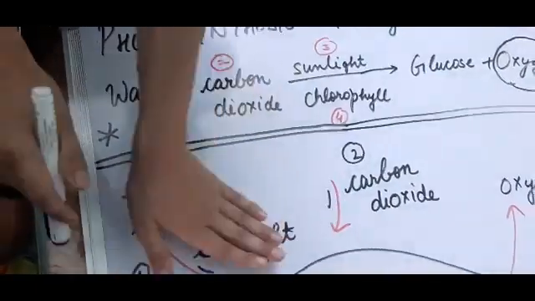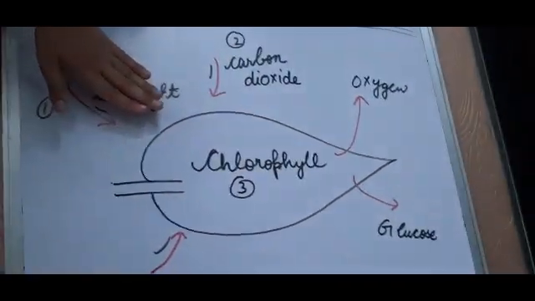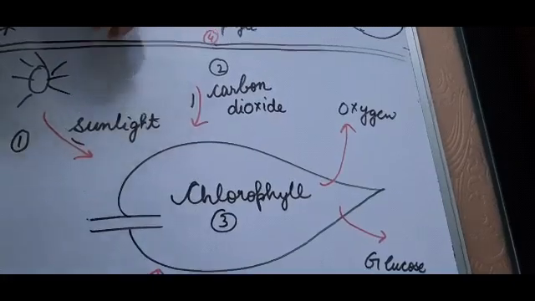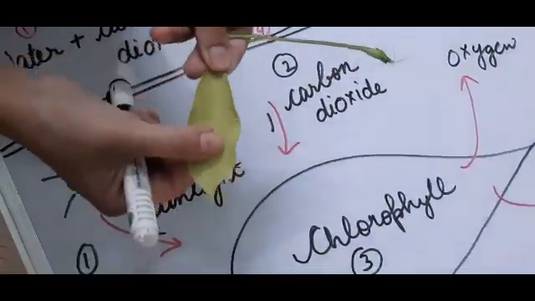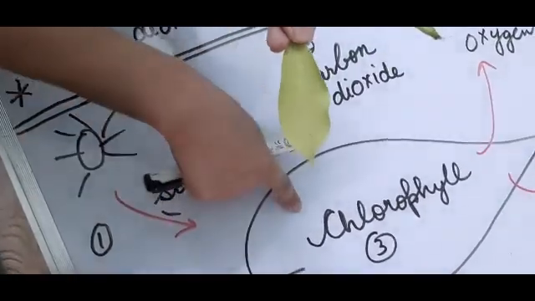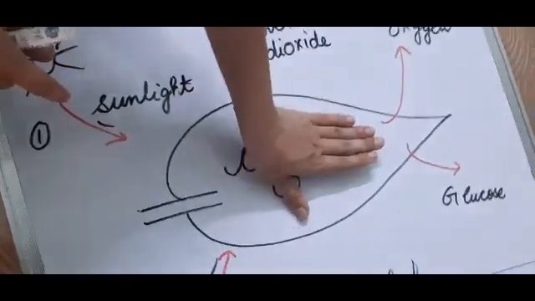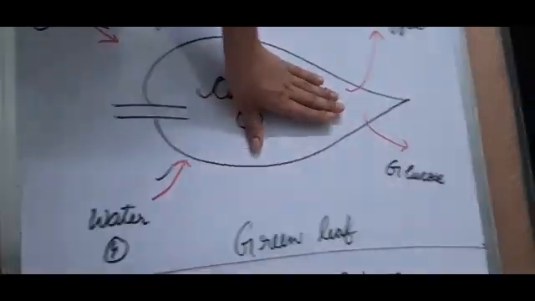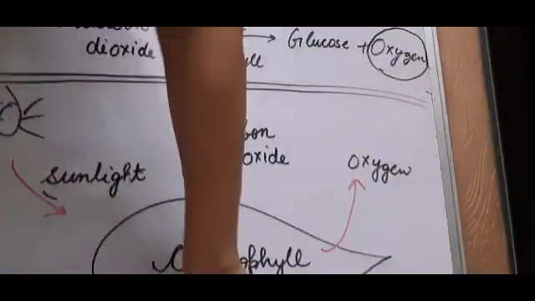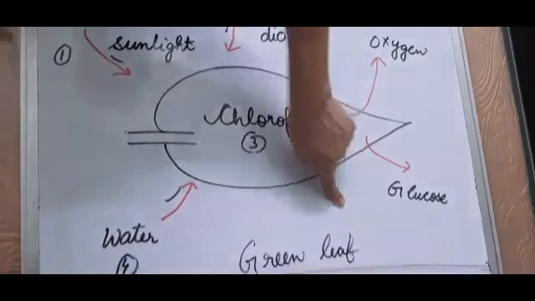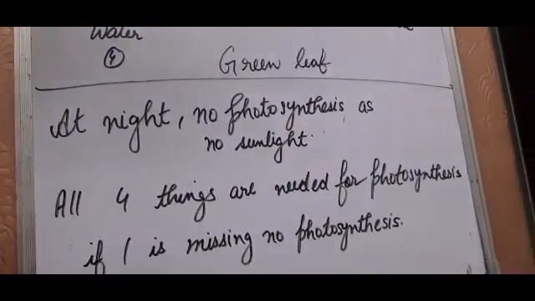Now if there is no sunlight, means at night there is no sunlight, again the green leaf will not make the food. Now suppose a leaf is a yellow leaf. Now if a leaf is yellow leaf means no chlorophyll. If there is no chlorophyll, then of course there will be no food. So a yellow leaf cannot make food. Only green leaves can make the food. All the 4 things are needed for photosynthesis.